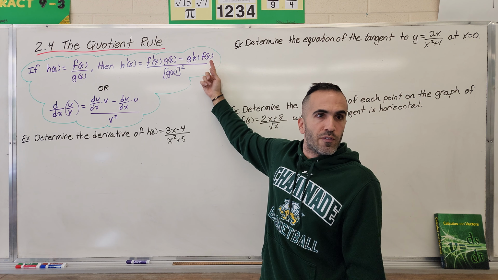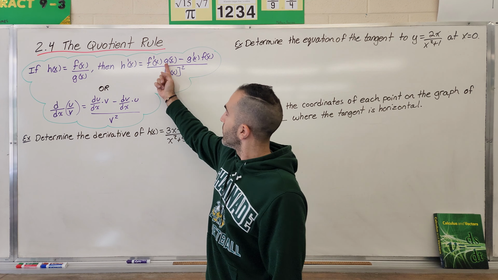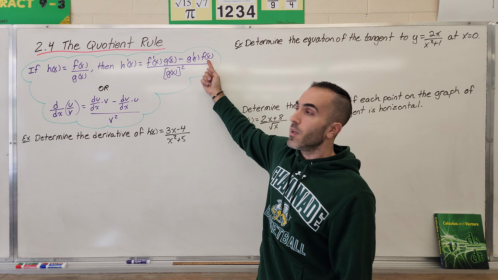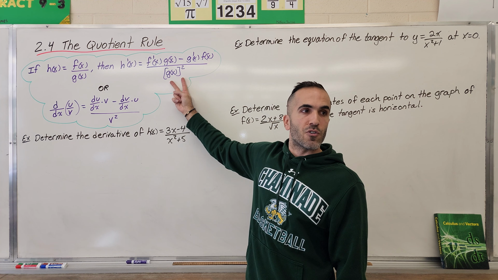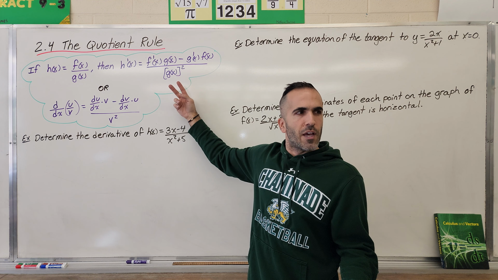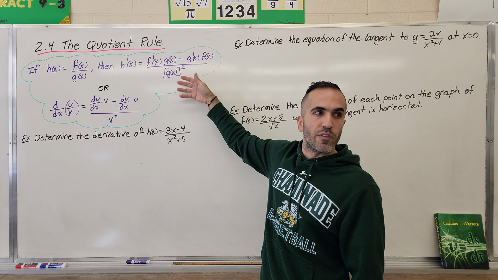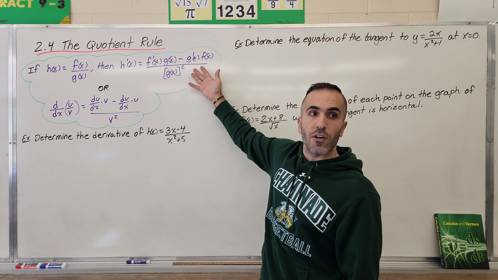So you just start with the derivative of the top. Derivative of the top times the bottom minus derivative of the bottom times the top. Divided by the denominator squared. That's it. Okay? Could get messy because there's a lot of functions, a lot of derivatives happening over here. But it's not that hard.